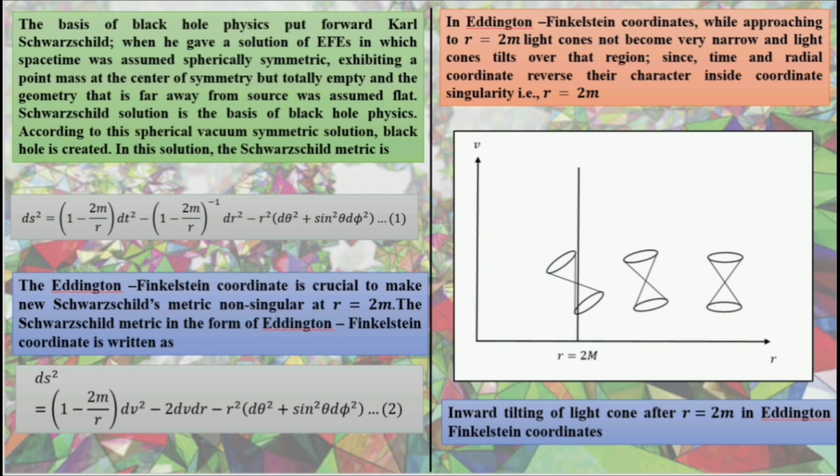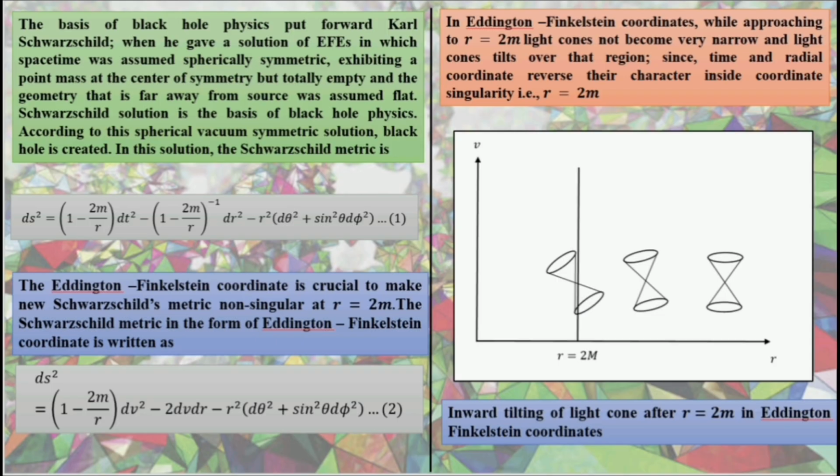The equation given by Schwarzschild has mathematical anomalies. So after Schwarzschild, Eddington and Finkelstein came up with their coordinates, which are crucial to make the Schwarzschild metric non-singular at r = 2m. The Schwarzschild metric predicts that at the coordinate singularity, that is at r = 2m, the metric becomes singular, which is not true. So this issue was resolved by the Eddington-Finkelstein coordinates, given as ds² = (1 - 2m/r) dv² - 2 dv dr - r²(dθ² + sin²θ dφ²).